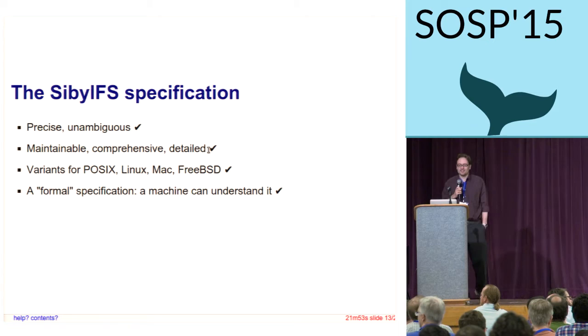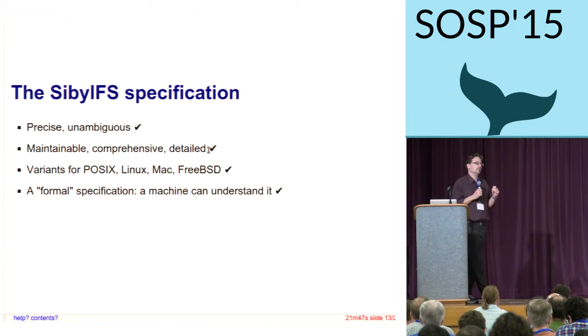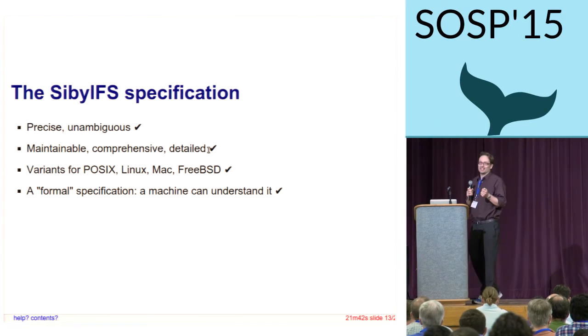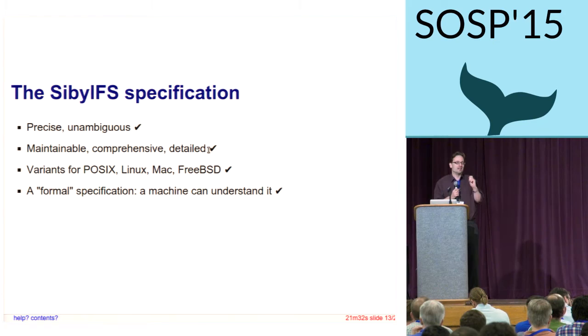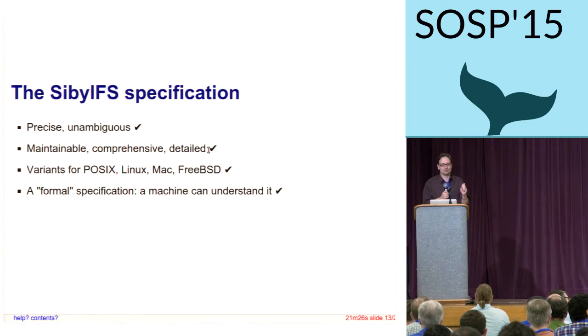When you look at specifications like POSIX, they're written in informal English. Now, informal English, you can try to make it precise and unambiguous, but it's not really what English was intended for. Especially with systems like POSIX, where the complexity is so large, effectively it's infeasible to make these informal English specifications absolutely precise and unambiguous.